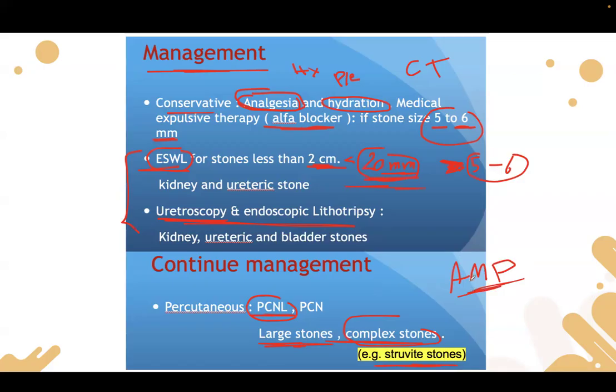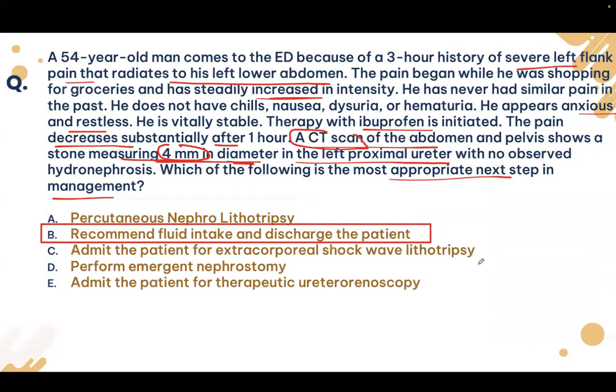Okay, now let's go back to our question and see. Here in this question, we had a 4 millimeter stone in diameter. So what would be the management? It would be conservative. We would discharge the patient on analgesics and fluid and give them a medication, tamsulosin. Sometimes they give it, sometimes they don't, but give them a medication called tamsulosin. Why? To enhance the ability of excreting this kidney stone.